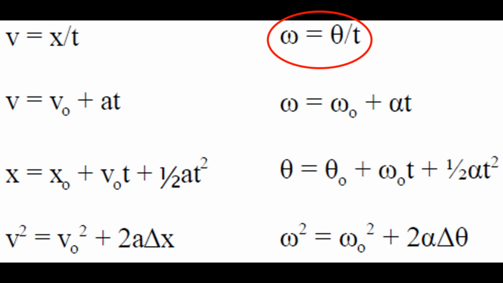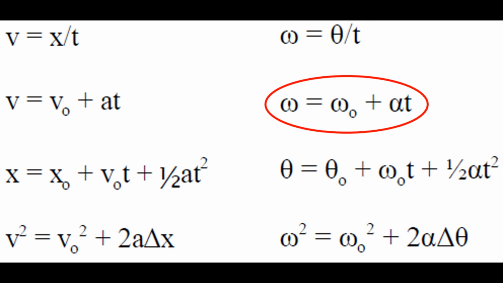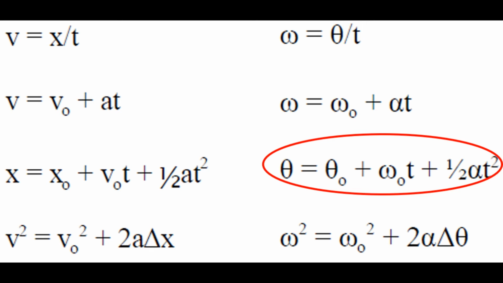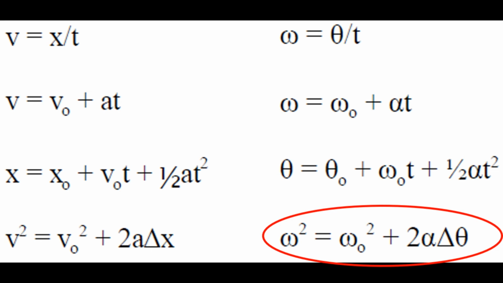Angular speed equals angular distance divided by time. That one's pretty easy. How about angular speed equals initial angular speed plus angular acceleration times time? The next one, the distance formula, is exactly what you think it is. The angle you're at is equal to the angle you were at plus your angular velocity times time plus 1/2 times your angular acceleration times time squared. And combining the last two will give us the equation without time, just like we get in the kinematics equations. Because these are the kinematics equations, just for angular quantities rather than linear quantities.